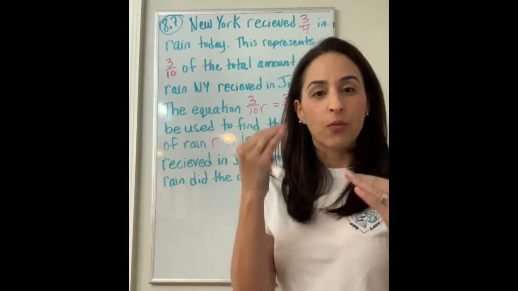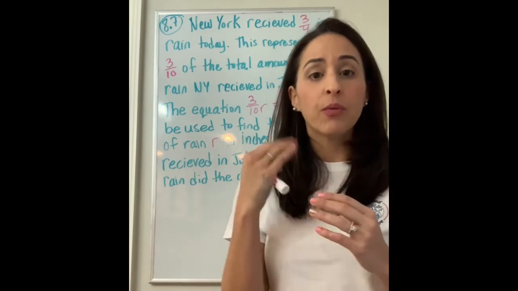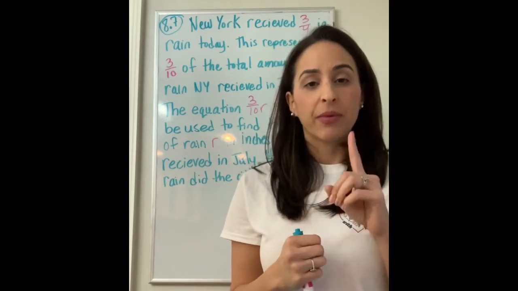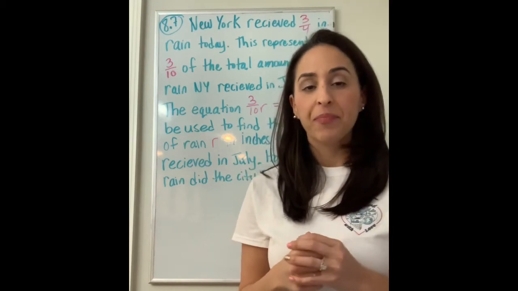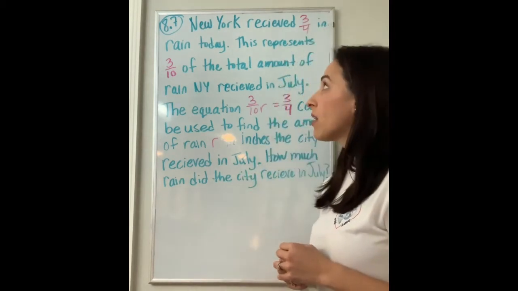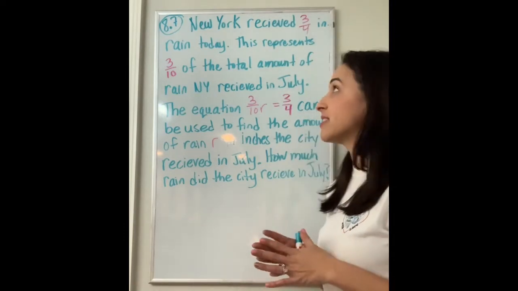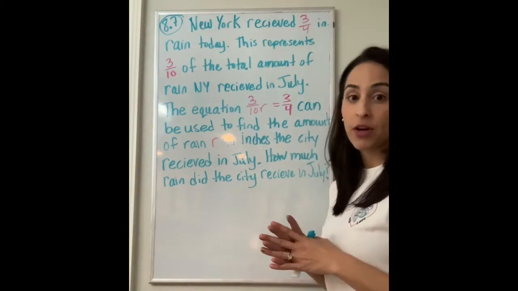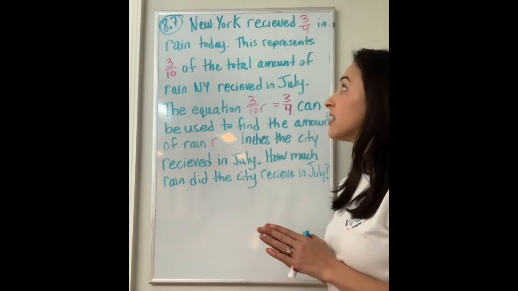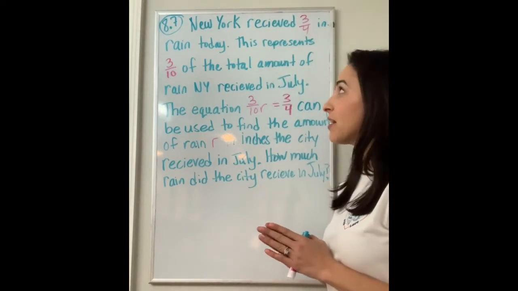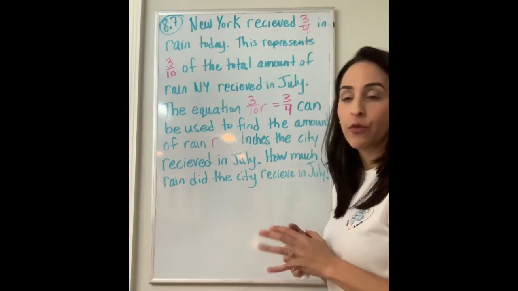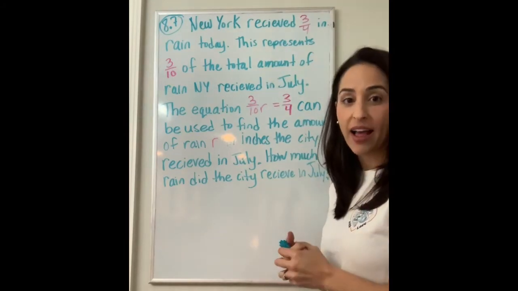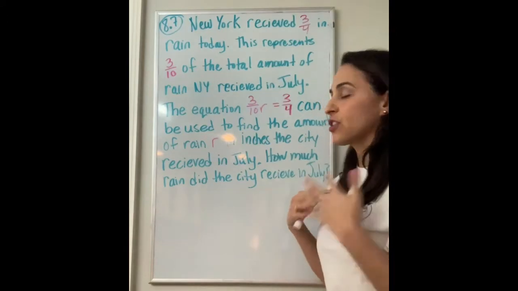So let's go ahead and read the word problem. You're going to read it once, then you're going to read it again, and we're going to look for key information, okay? As you're reading, I want you to visualize. It says, New York received 3/4 inches of rain today, okay? This represents 3/10 of the total amount of rain New York received in July.